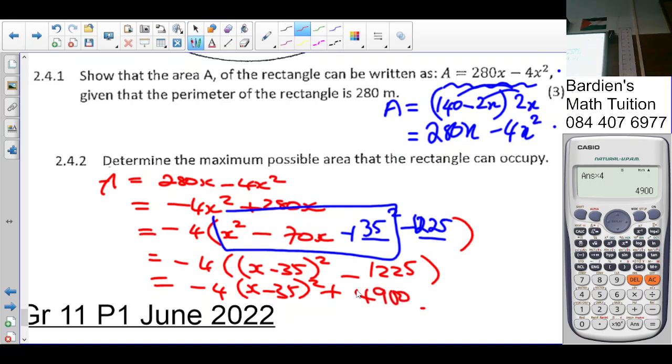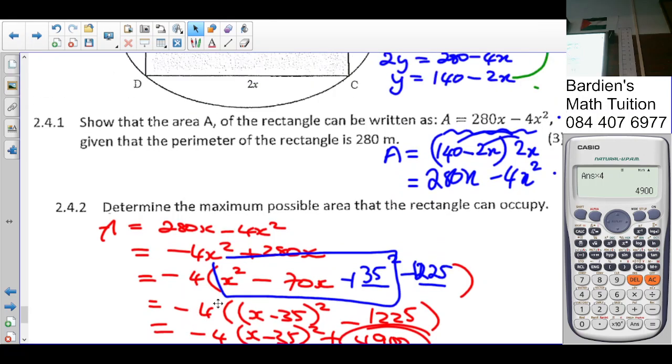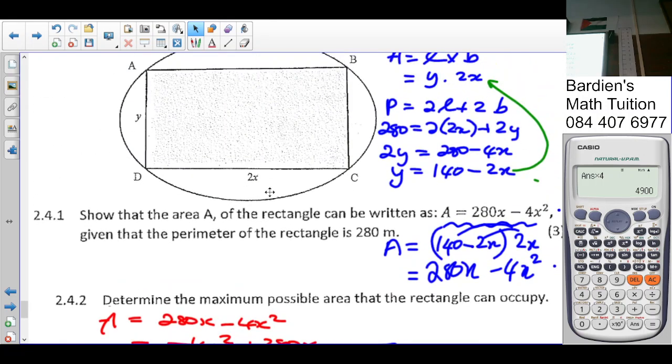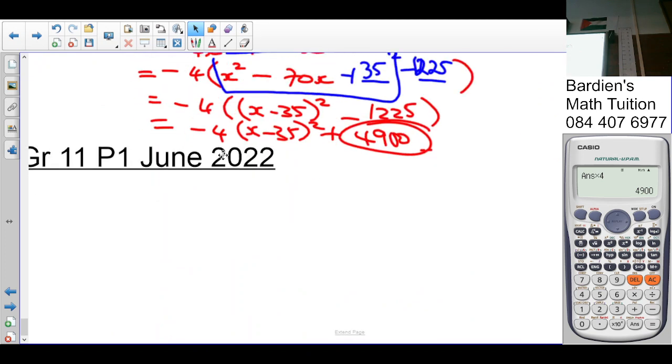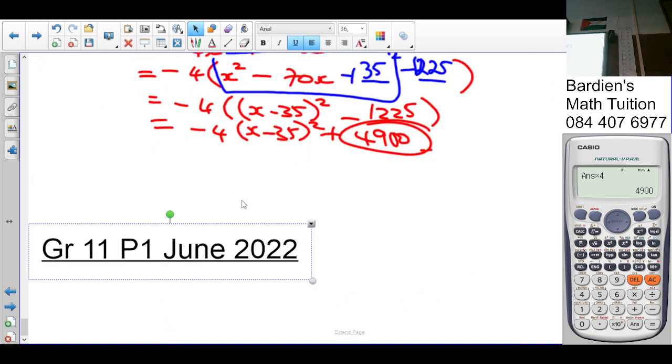Alright, now let's go back to the question. Determine the maximum possible area. That is the maximum area: 4,900 meters squared, or units squared, whatever. If they ask you what the maximum dimensions are, then it would have been 35 times 2, which is 70. 70 by 70 would have given you the maximum area. Okay.